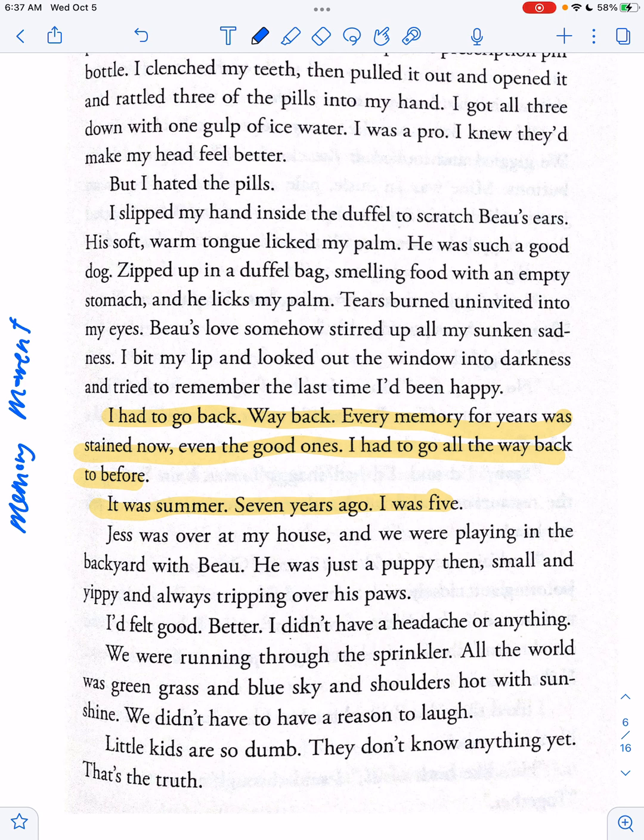Jess was over at my house, and we were playing in the backyard with Bo. He was just a puppy then, small and yippy and always tripping over his paws. I felt good, better. I didn't have a headache or anything. We were running through the sprinkler. All the world was green grass and blue skies and shoulders hot with sunshine. We didn't have to have a reason to laugh.